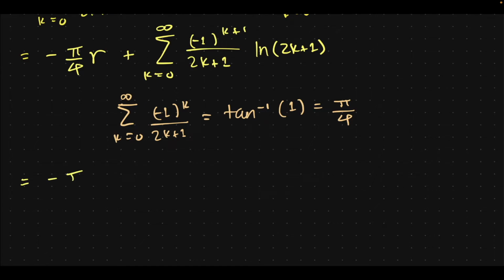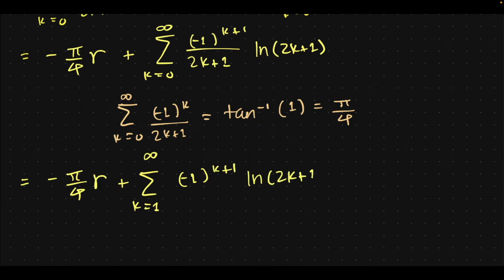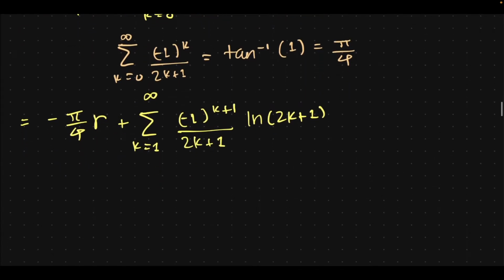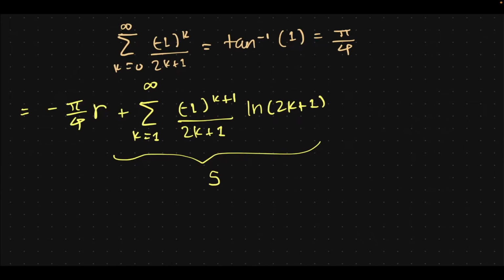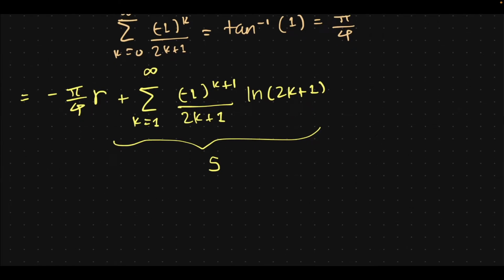And we get minus pi over 4 gamma plus sum from k equals 1, because we dropped the 0 term, to infinity minus 1 to the k plus 1 natural log of 2k plus 1 over 2k plus 1, which I shall call S. And evaluating S is what we needed the last video for. So I'll show you in a bit why that is the case.